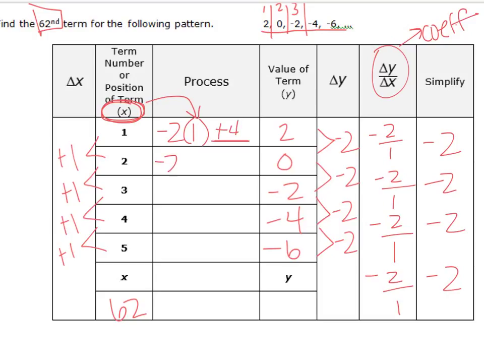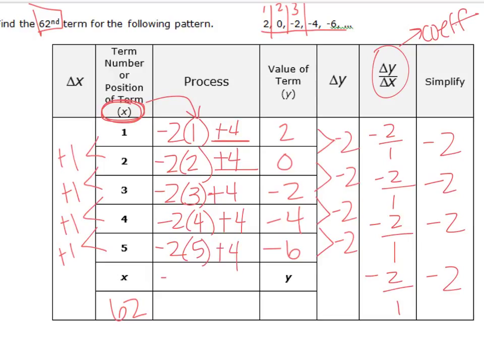So we check it with another set of ordered pairs. -2 times +2 is -4. When we add 4, that gets us to 0. So that is the rule for this table. I'm just going to finish out the process here. So our rule is -2x plus 4, and that will equal y.